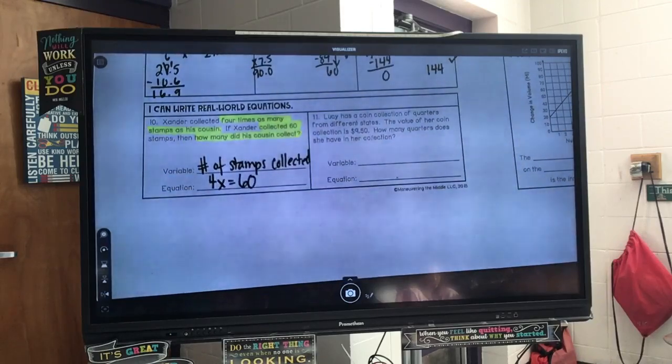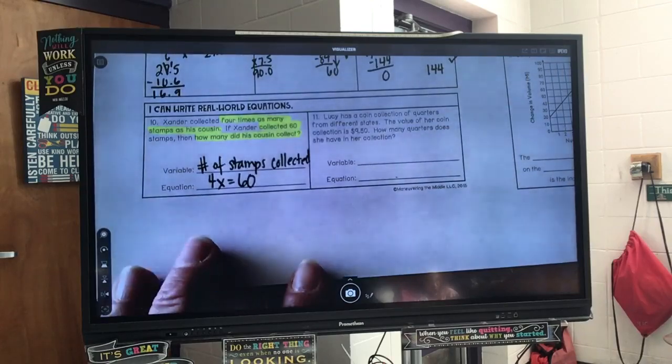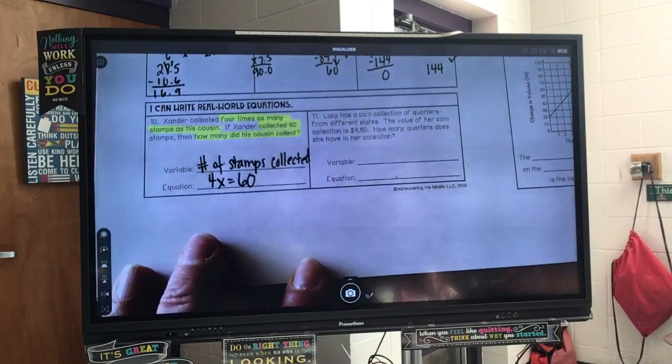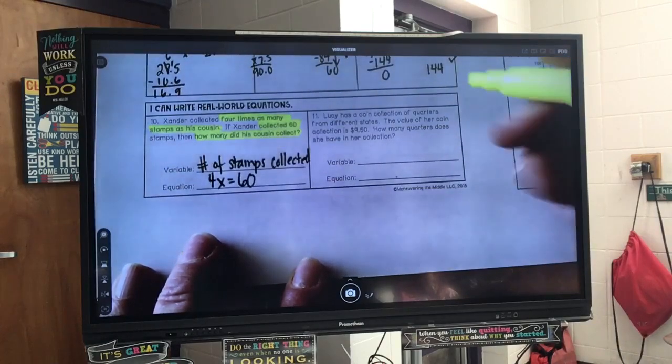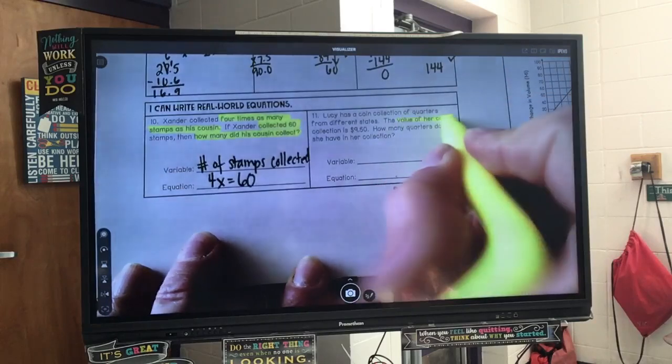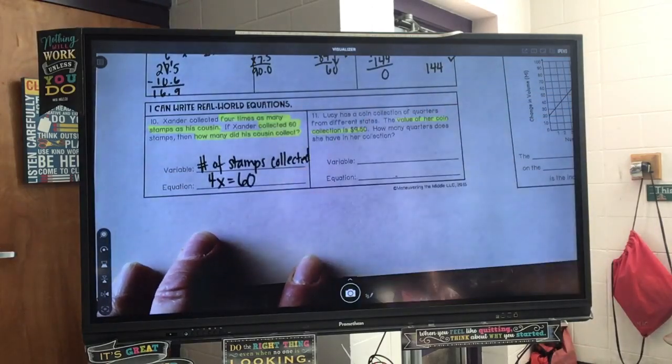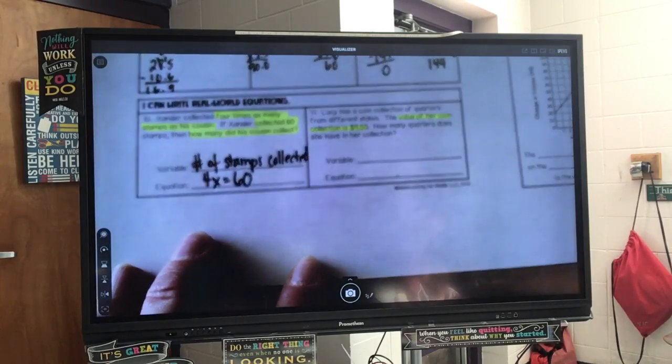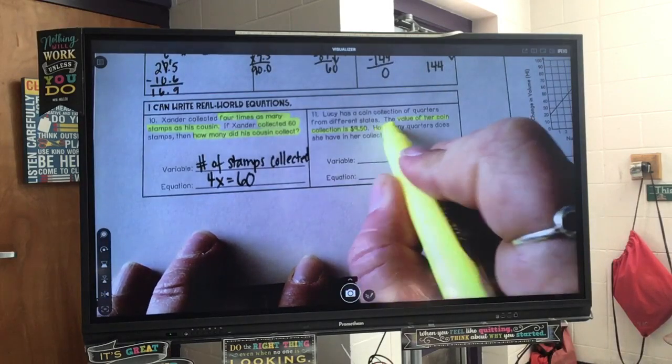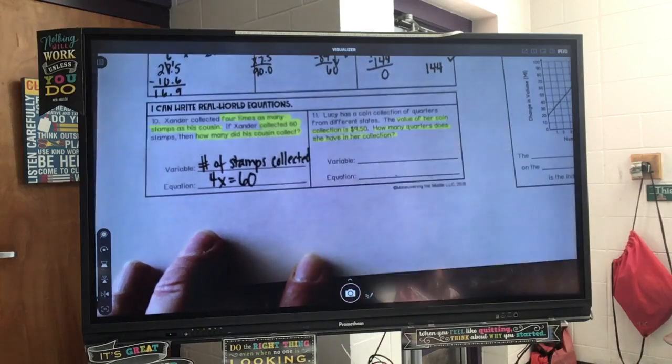It says Lucy has a coin collection of quarters from different states. The value of her coin collection is $9.50. How many quarters does she have in her collection? All right, so what is important? What are we gonna highlight? Value. Not just value, value of her collection, $9.50. Okay. All right, what else is important? How many quarters she has in her collection. Okay. Anything else?